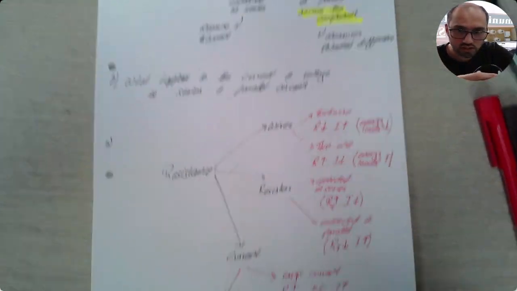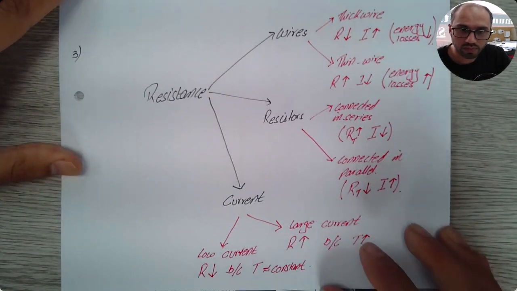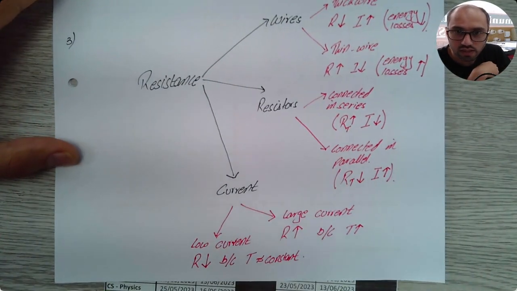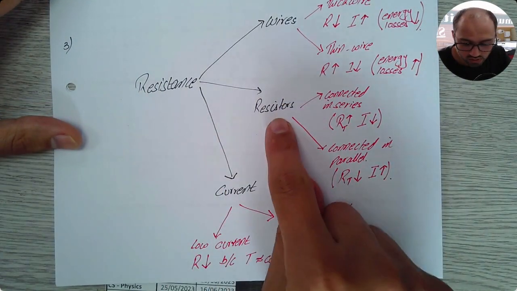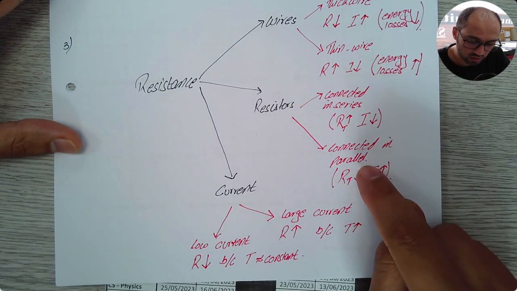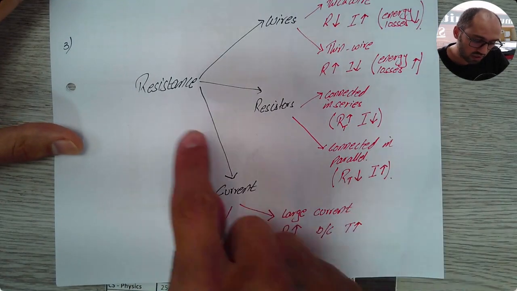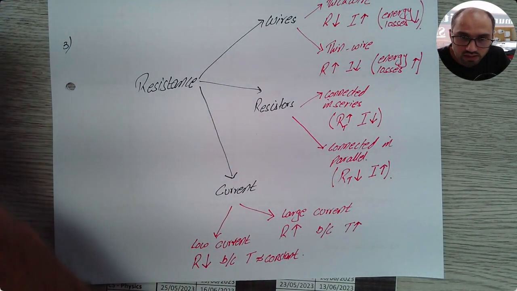So this section is important because it talks about how resistance in a circuit can be changed. It can be changed by using different types of wires, using resistors in series or in parallel combination, or depending on the amount of current flowing in the circuit.